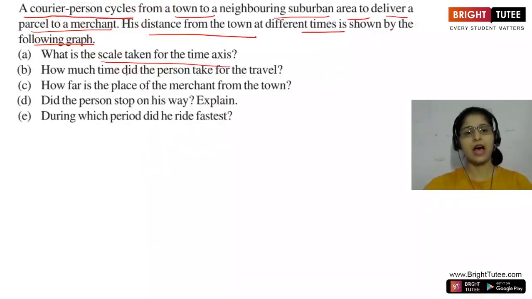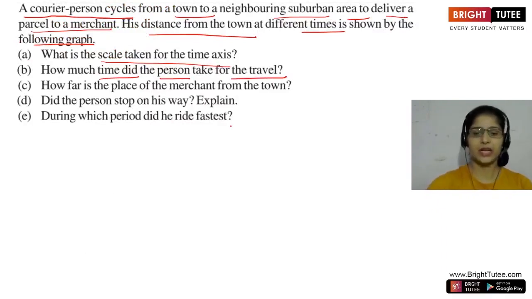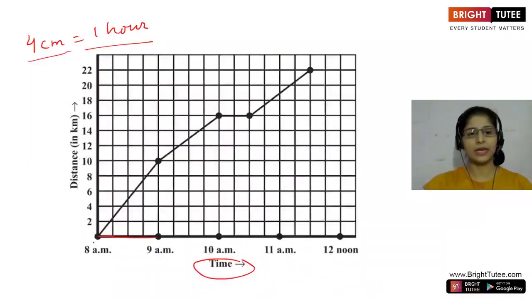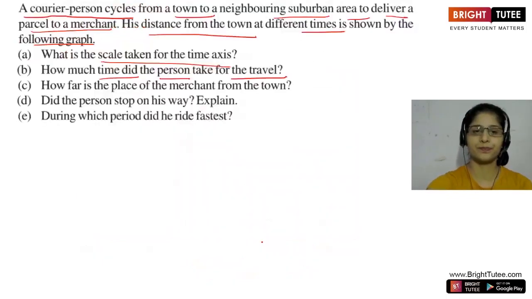The second is, how much time did the person take for the travel? How long did he take? From 8 to 11:30. This point is the middle point of 11 and 12. That means it is 11:30. So he took 3 hours 30 minutes. 1 hour from 8 to 9, the second from 9 to 10, the third from 10 to 11, and then from 11 to 11:30. So he took 3 hours 30 minutes.